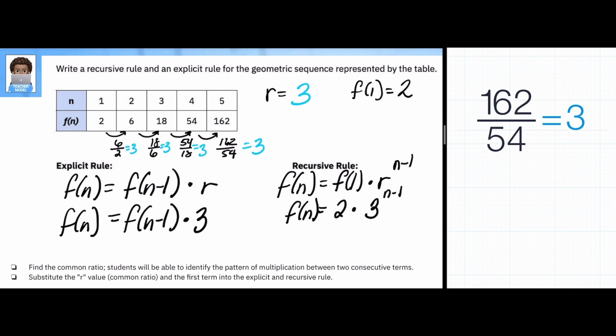Remember, all you're looking for today is that common ratio and then substituting the r and the first term in the rule.